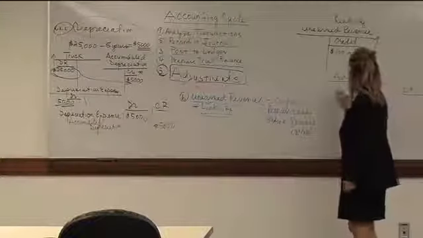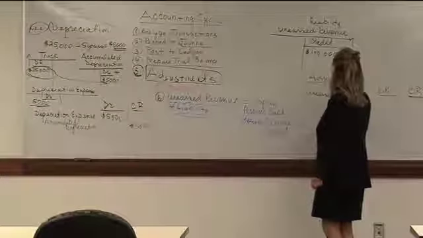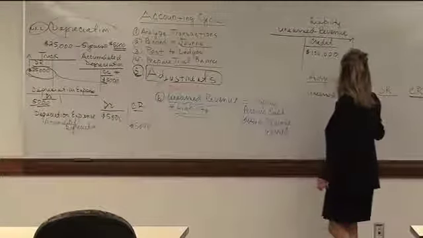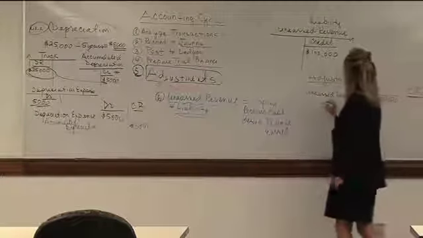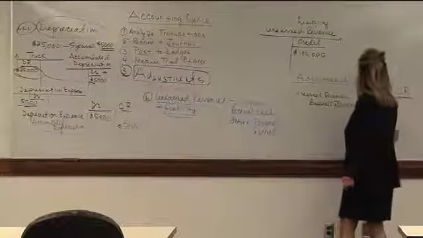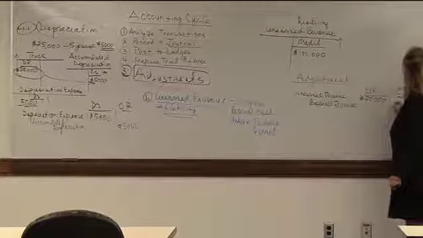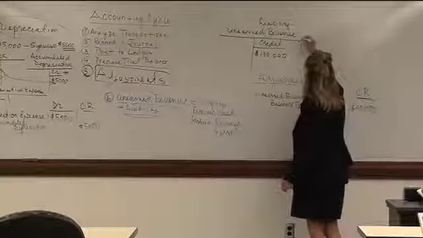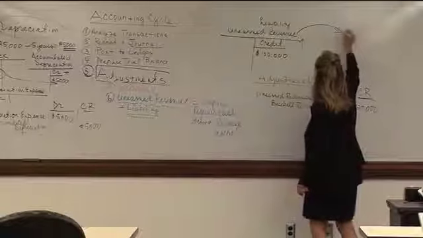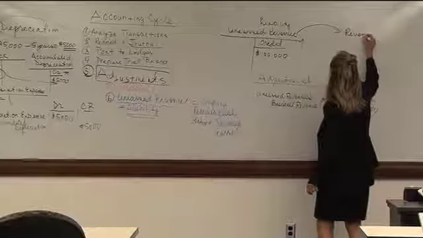$100,000, every time we play a game, we're going to debit and reduce the liability unearned revenue, and we're going to put it into the revenue account. Liability down, revenue up. Yay, that's a win-win. Liability down, revenue up. So it's going to go from the unearned revenue account to the revenue.